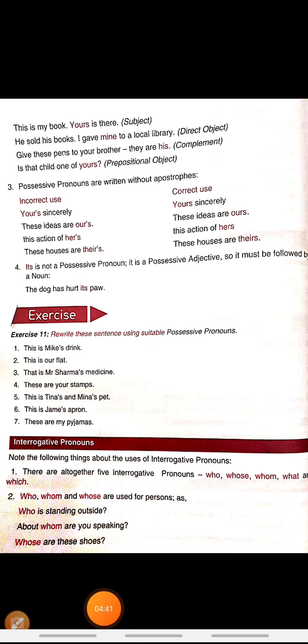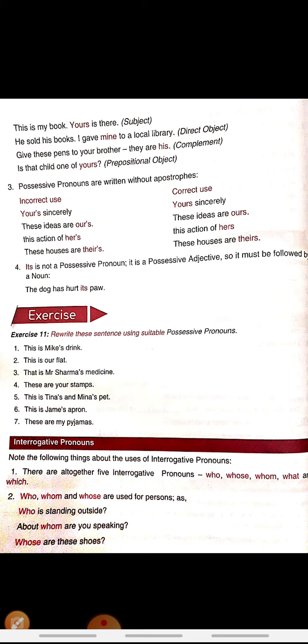So its is a possessive adjective, it is not a possessive pronoun, and it is followed by a noun. Like, the dog has hurt its paw. So here its is the possessive adjective which is followed by the noun paw here. It is not a possessive pronoun. Okay, so I hope possessive pronoun is clear to you.